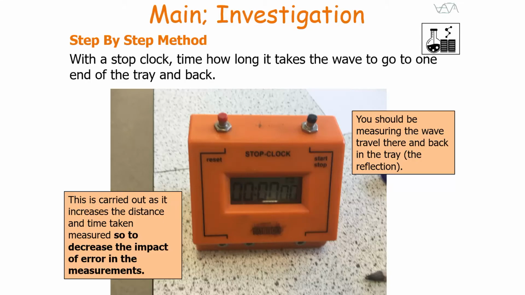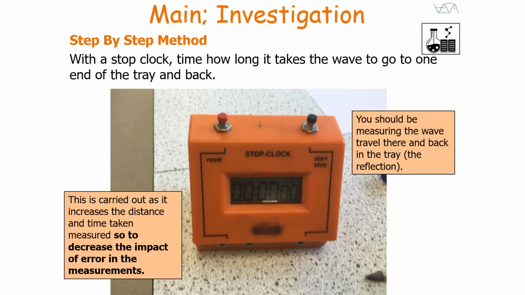Now the reason why we do the experiment there and back and not just there, so you don't just stop the stopwatch when the wave hits that first surface, is because it increases the distance travelled if we measure there and back, and it also increases the time taken, so it decreases the impact of your error in those measurements, because you'll have error in measuring the distance because you may not hold the ruler completely parallel or hold it from the right position from where the water wave starts, and also you'll have error when you measure the time by using the stopwatch.